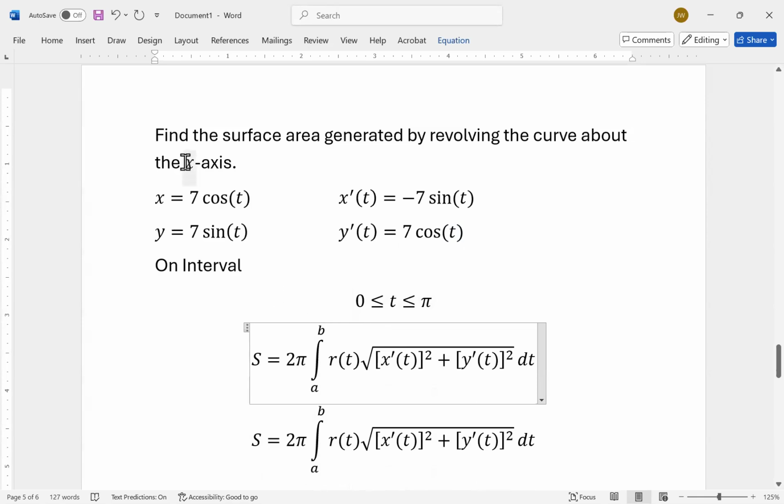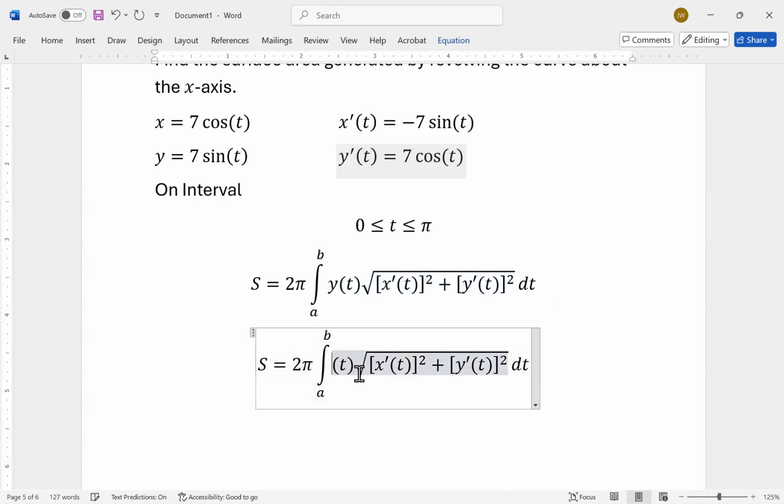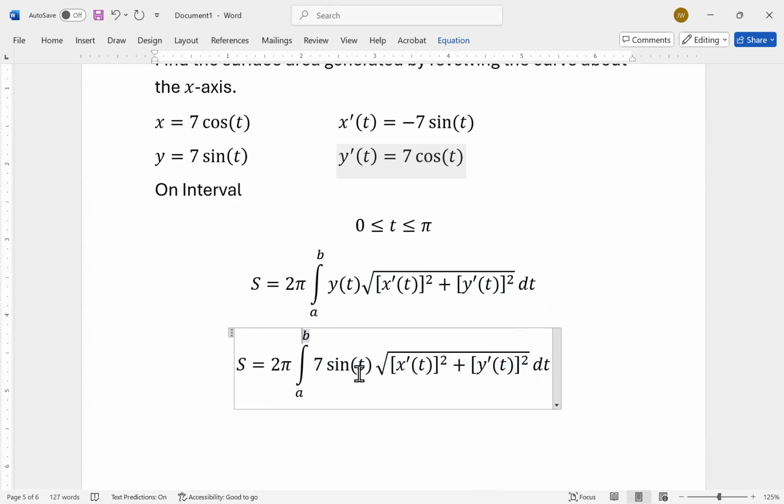Since we're revolving around the x-axis, when I look at my equation for surface area, the radius is going to be a y value. Revolve around the x-axis, the distance from the x-axis to the curve will be the y value. So that's what I do. The y value here is 7 times sine of t. Obviously, we're going to integrate from 0 to pi.